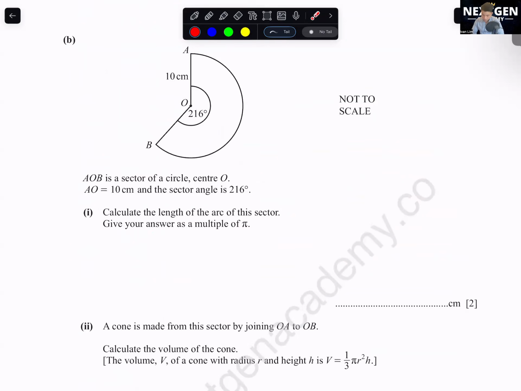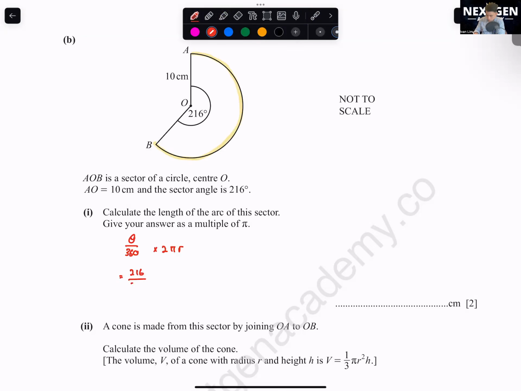Okay, question B. Calculate the length of the arc of this sector. Okay, what is arc length? Arc length is the length outside here. Okay, this is called arc length. What's the formula of length of arc? Theta over 360 times 2 pi r.